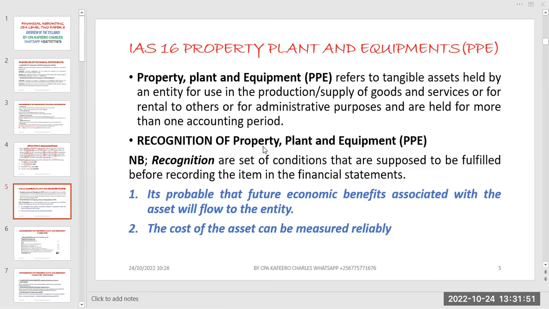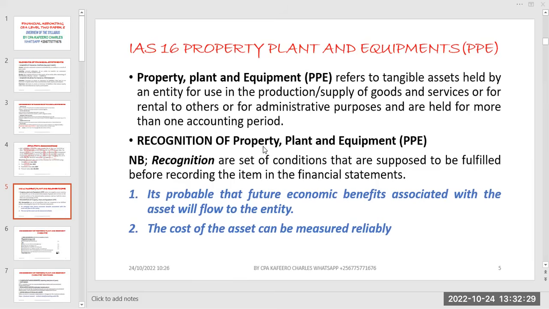So don't get scared when I talk about IAS, because most of you are used to the other financial accounting terms, but this is the general name that has been given to these assets as we are going to be looking at them: property, plant, and equipment. But before I take you any further, when you see property, plant, and equipment, those are non-current assets.